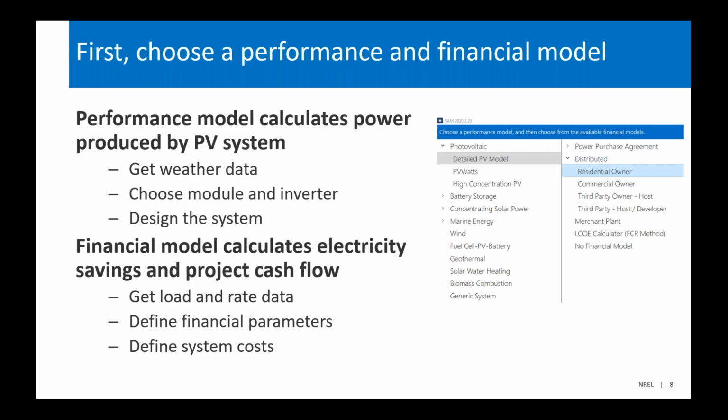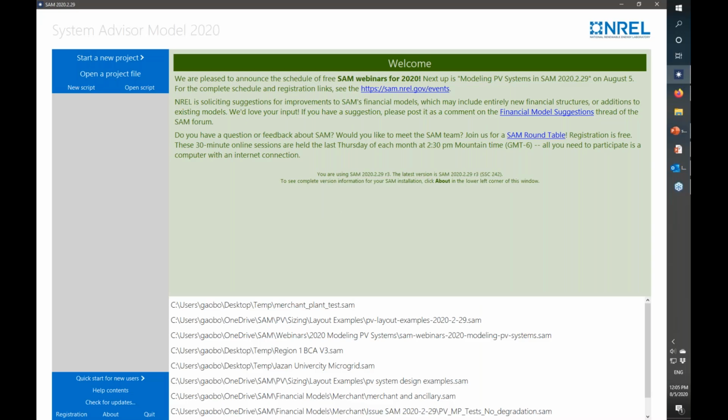So the first step is going to be to choose a performance and financial model. And then for each model, there's a number of sub-steps. So we're just focusing on the performance model, where we'll start by getting weather data, then we'll choose a module and inverter, and then design the system. So let's switch over to SAM and see what that will look like.